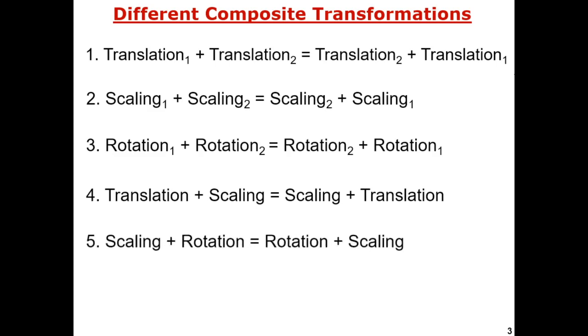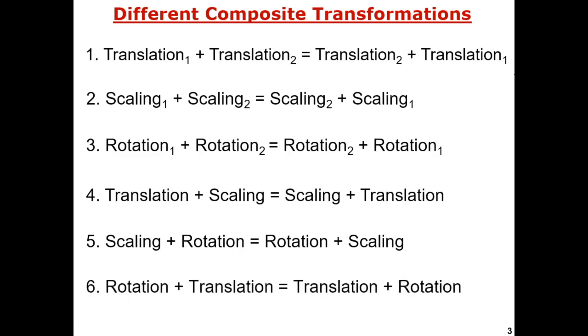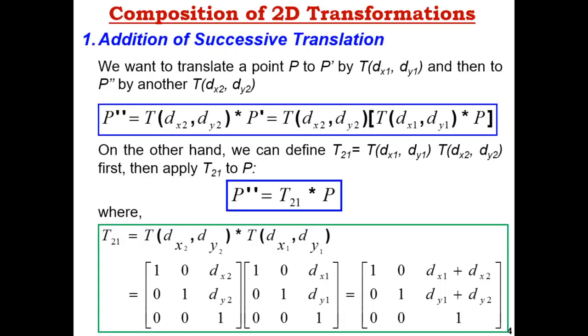The next one is scaling then rotation, or rotation then scaling, and we will see whether they are commutative or not. Same for rotation and translation, and translation and rotation. We will see which of them are commutative and which are not. We have only 6 combinations for these three basic transformations, and we are going to see how these 6 combinations work.